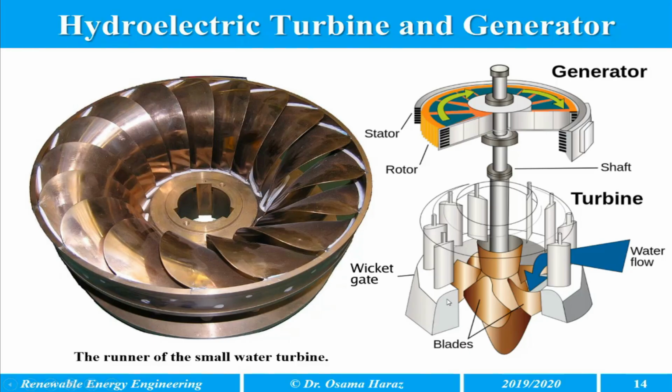The turbine consists of blades, like here you see blades, and a wicket gate, and the water flows in this direction and hits the blades, which rotate the turbine, and then rotate the generator and generate electricity.